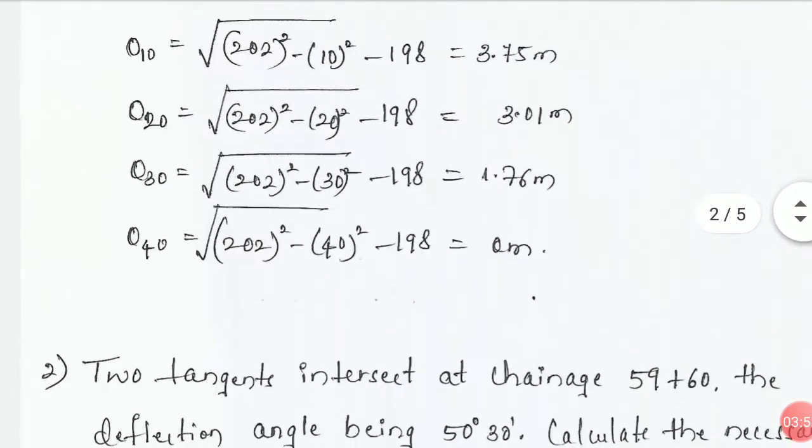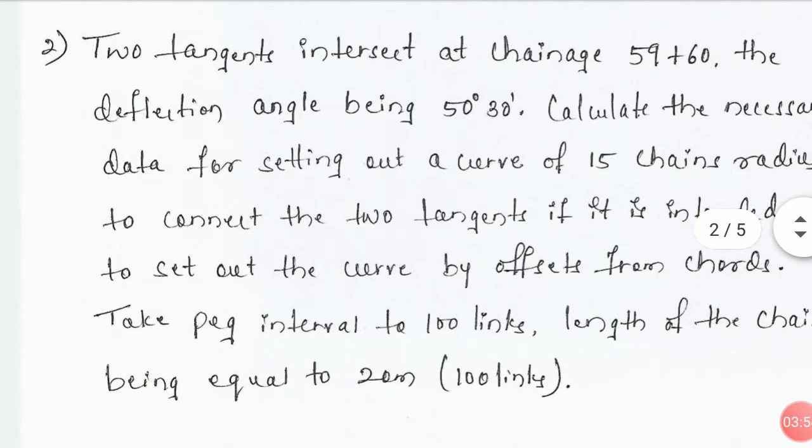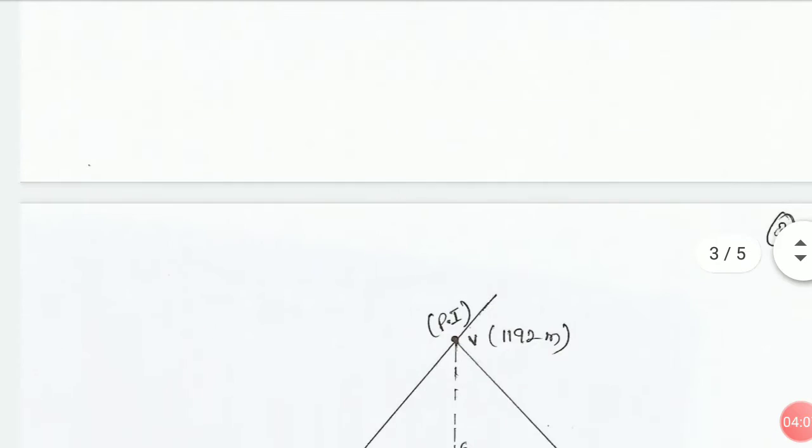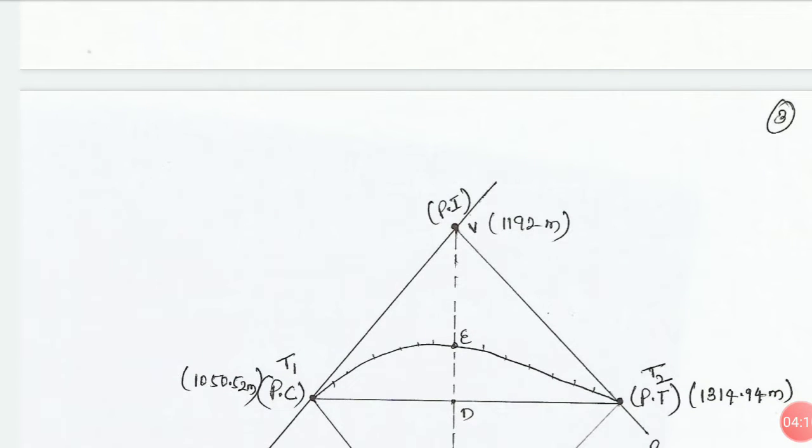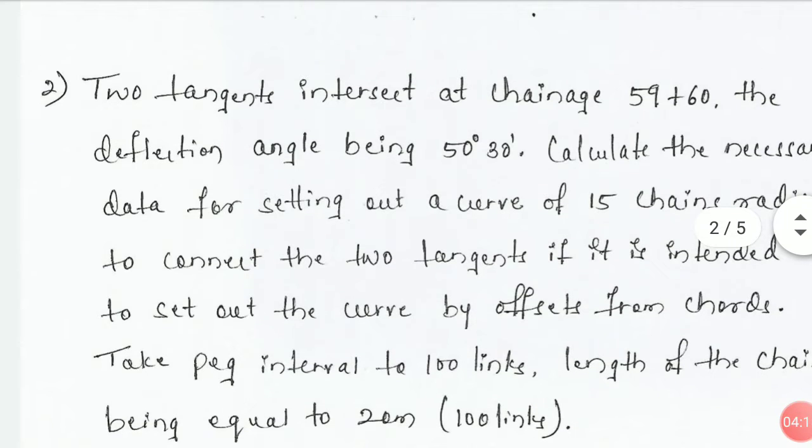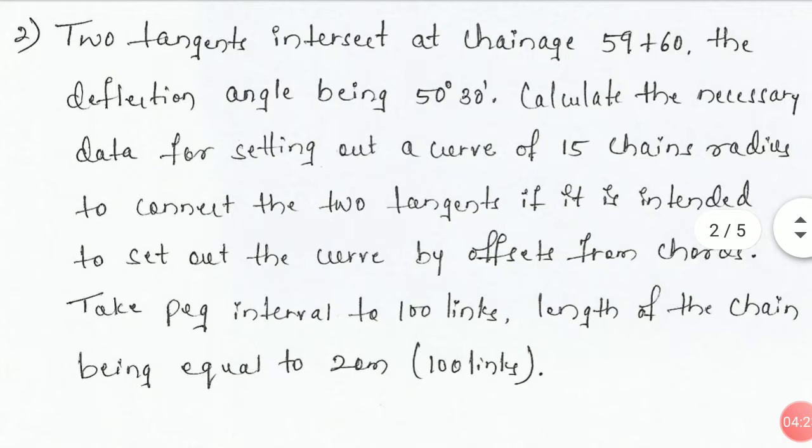Next we have the deflection method, or offsets from the chords produced, as we call it. We have a problem: two tangents intersect at chainage 59 plus 60, that is the chainage of the intersection point. You can check the figure here, that is PI I have written here, the chainage of that point is given as 59 plus 60, the deflection angle being 50 degrees 30 minutes. Calculate the necessary data for setting out a curve of 15 chains radius. The radius of the curve is given in terms of chains.